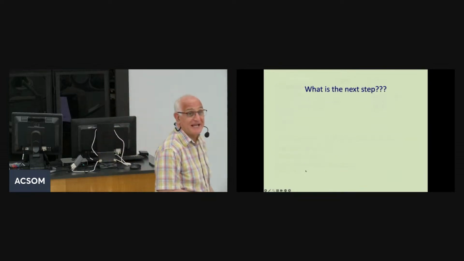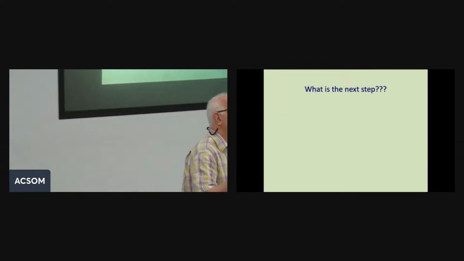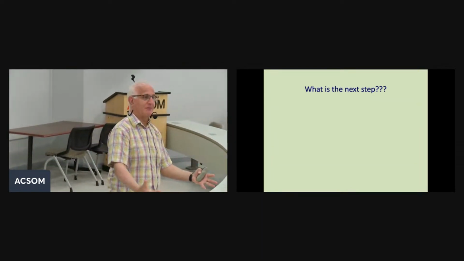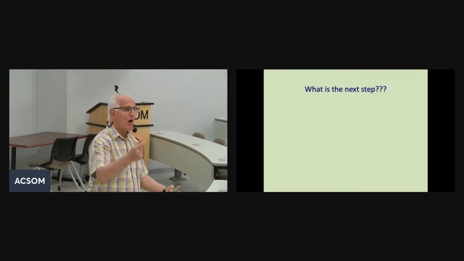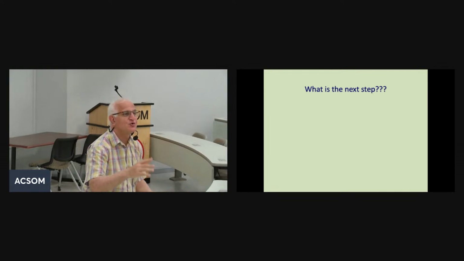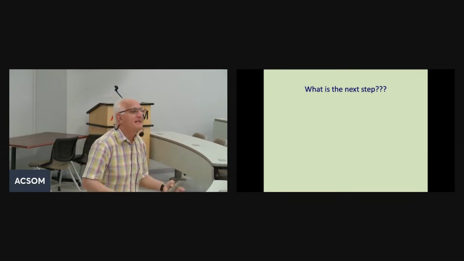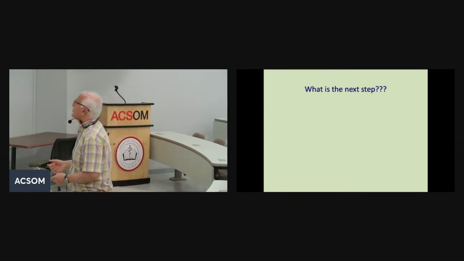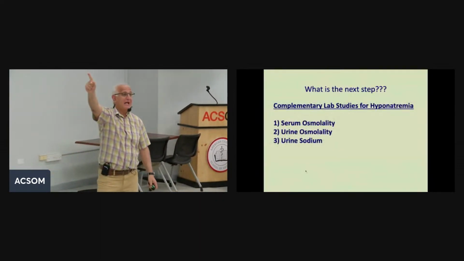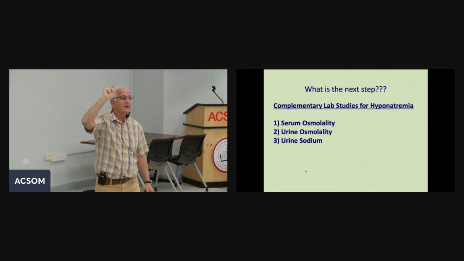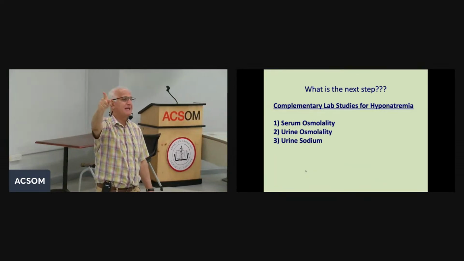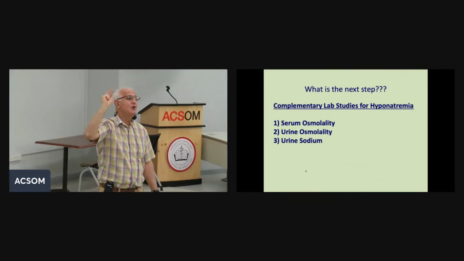What is the next step? So I have found hyponatremia. What is the workup for hyponatremia? One, two, three. You should remember this in this same order and repeat it so much for yourself that at night you will remember it when you wake up. So you start by saying serum osmolality, urine osmolality, urine sodium. One, two, three. Serum osmolality, urine osmolality, urine sodium.